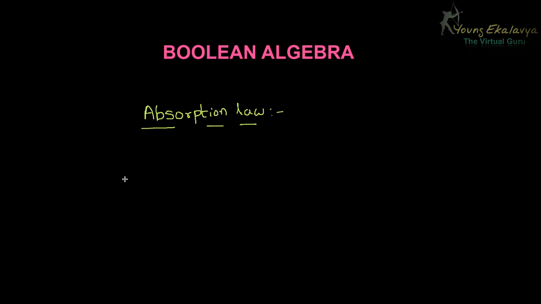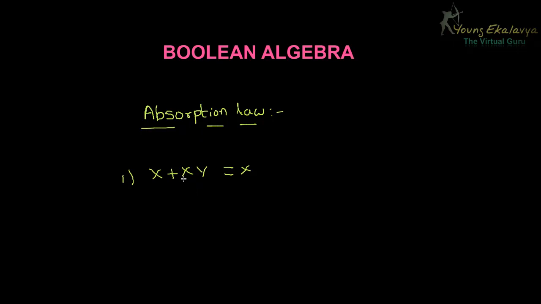Now we will see this absorption law. So what does this absorption law state? It states that x or xy is equal to x. So want to know how it is equal to x? I will prove it. Wait. We are fed up with proving it using a truth table. I will simplify it and prove it.